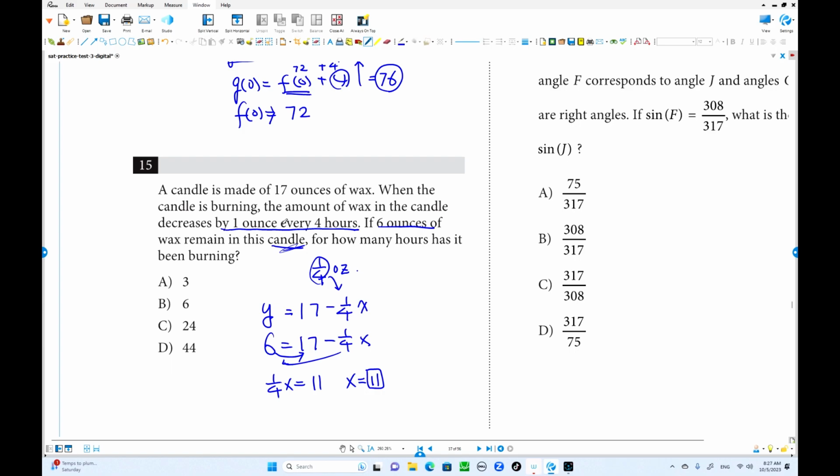Or you can use this one. 1 ounce every 4 hours. 6 ounces remained. So how many ounces burned out? 17 minus 6, 11 ounces burned out. But for 1 ounce burnt, it takes 4 hours. So 4 hours times 11 is 44 hours. You can solve it this way too, okay.